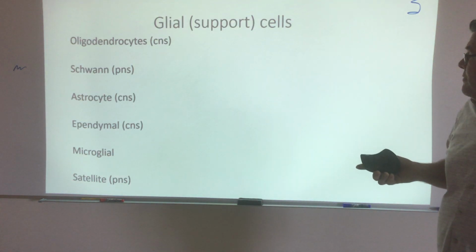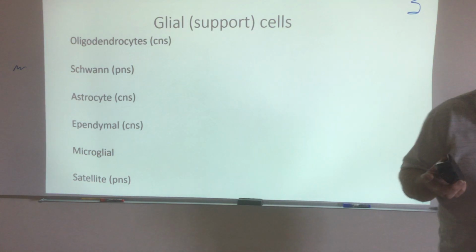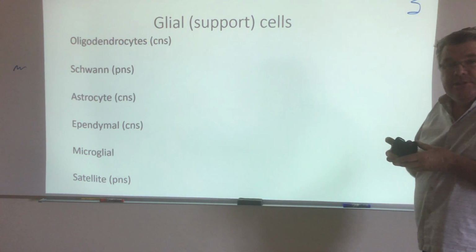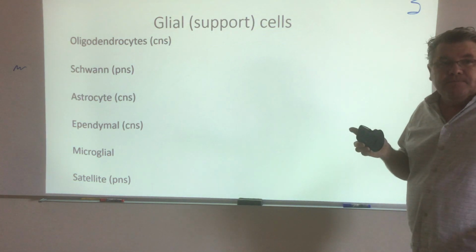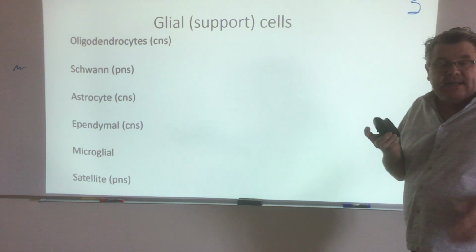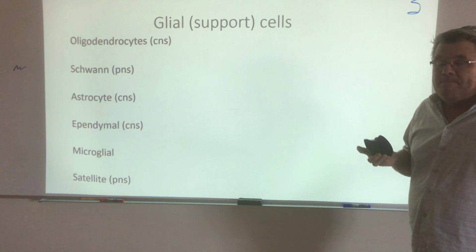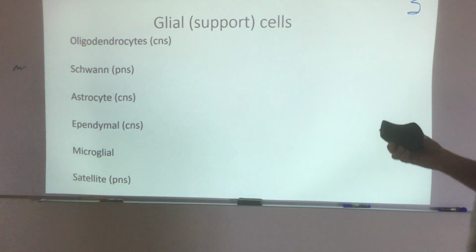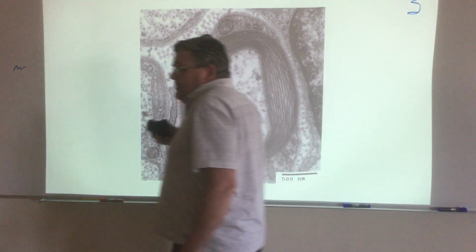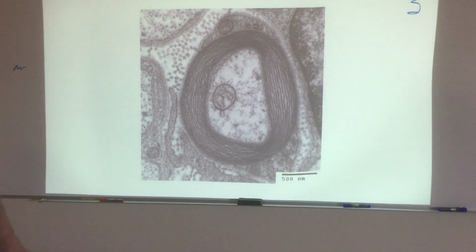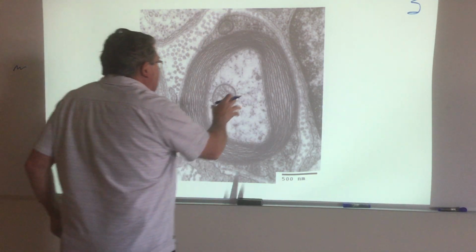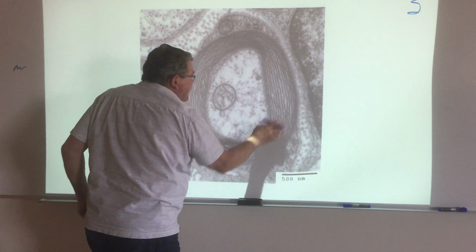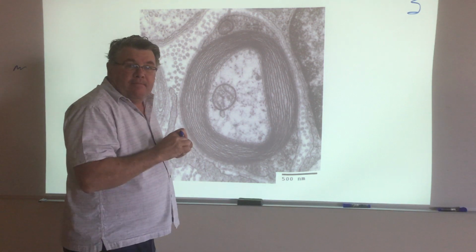Let me back up. Oligodendrocytes and Schwann cells essentially do the same thing but in different locations. What they do is they wrap the axon in myelin. Myelin is a fatty insulation. Here is an image of an axon that's wrapped in myelin. So you can see the axon right here, and you can see all these layers of myelin out here.